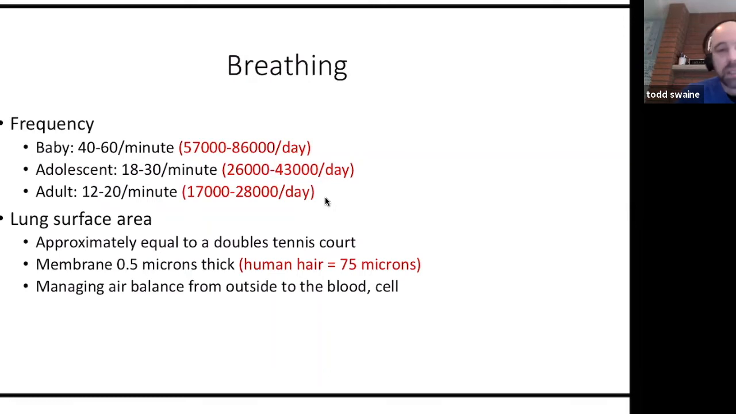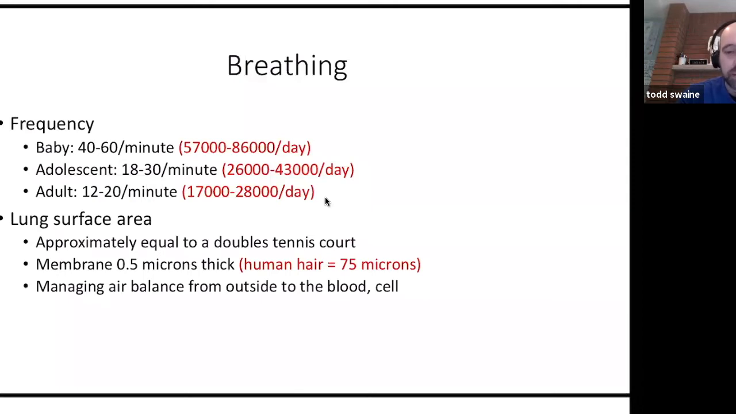Having an opportunity to look at how big the lungs are helps us as well. It's approximately the size equal to a doubles tennis court. I'm really hoping everybody understands what the size of a doubles tennis court is. And if not, feel free to take opportunity to look it up and get a nice mental image.